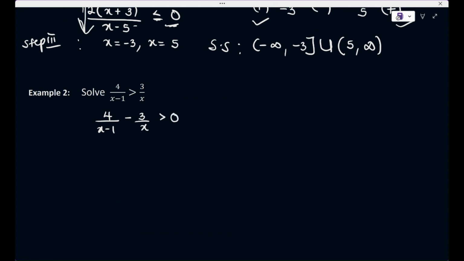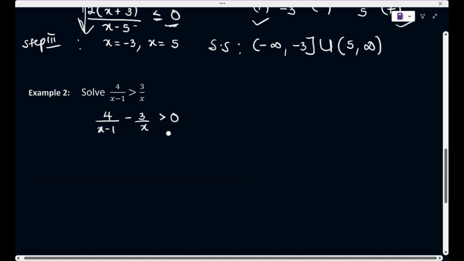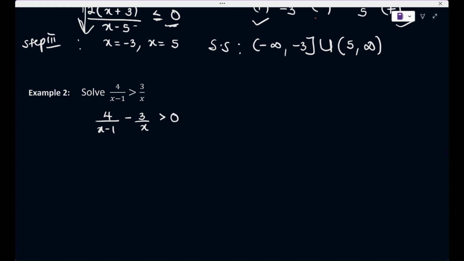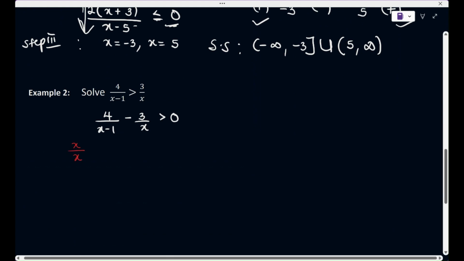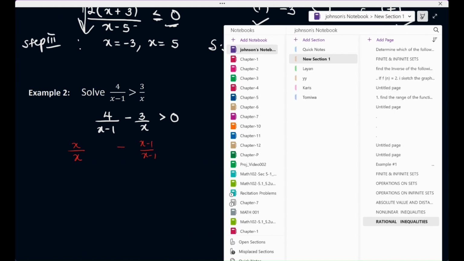All right. Now, what is the next step? The next step is to try to simplify the left-hand side, and that we can easily do by trying to get the LCD. We want to make the denominators the same, so we can do that by multiplying this term by x over x, and we can multiply this one by x minus 1 over x minus 1. So just stay with me.